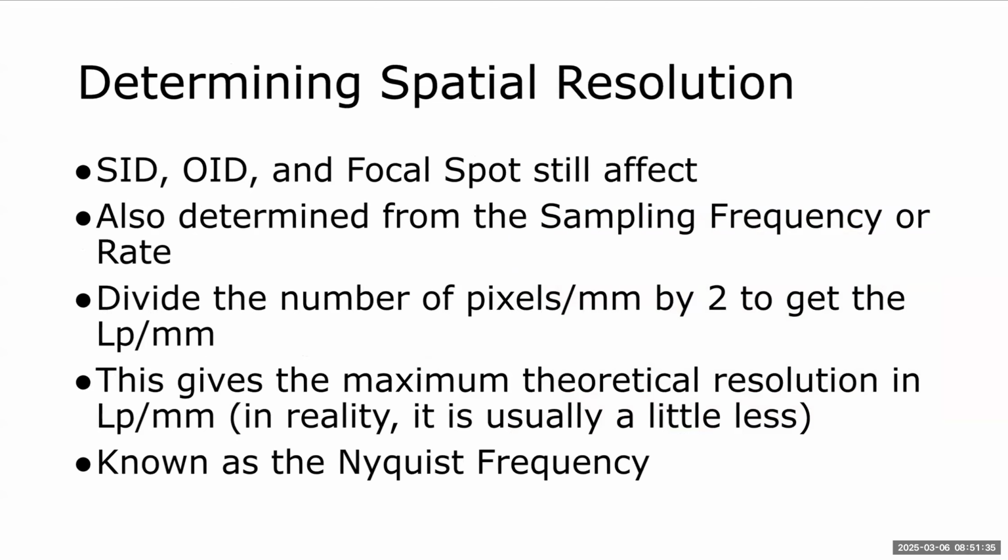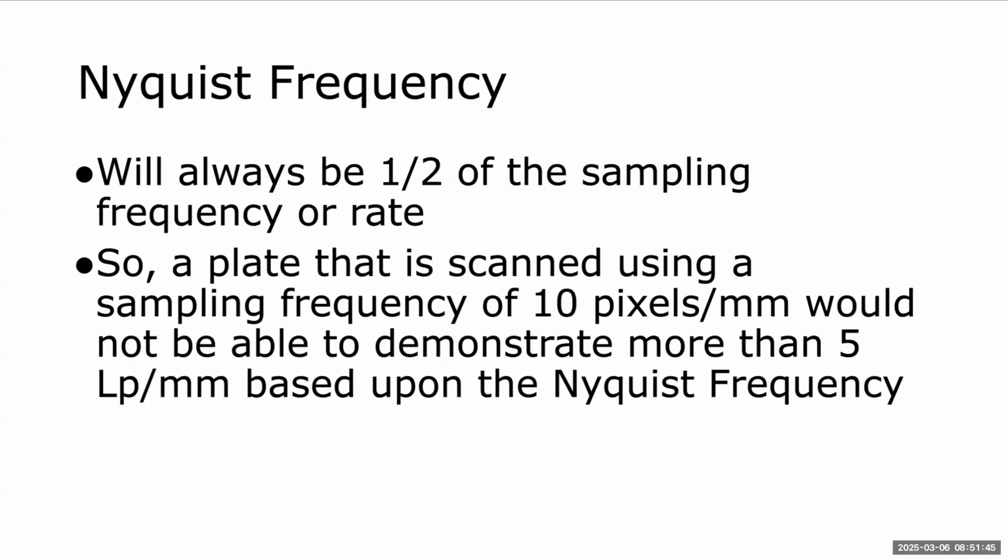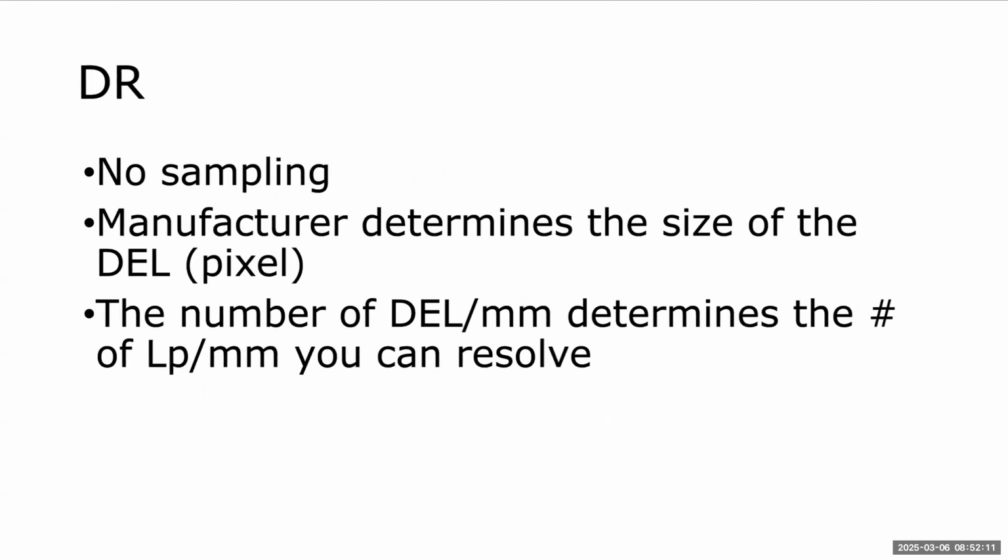Nyquist frequency is the maximum theoretical resolution that you could see in a system. It's half of the sampling frequency or rate. So a plate, meaning a CR plate that's scanned using a sampling frequency of 10 pixels per millimeter, would not be able to demonstrate more than 5 line pairs per millimeter based upon the Nyquist frequency. Now, that's in a perfect world, but we know that systems are not perfect. So generally, it would be slightly less than what your Nyquist frequency actually is.